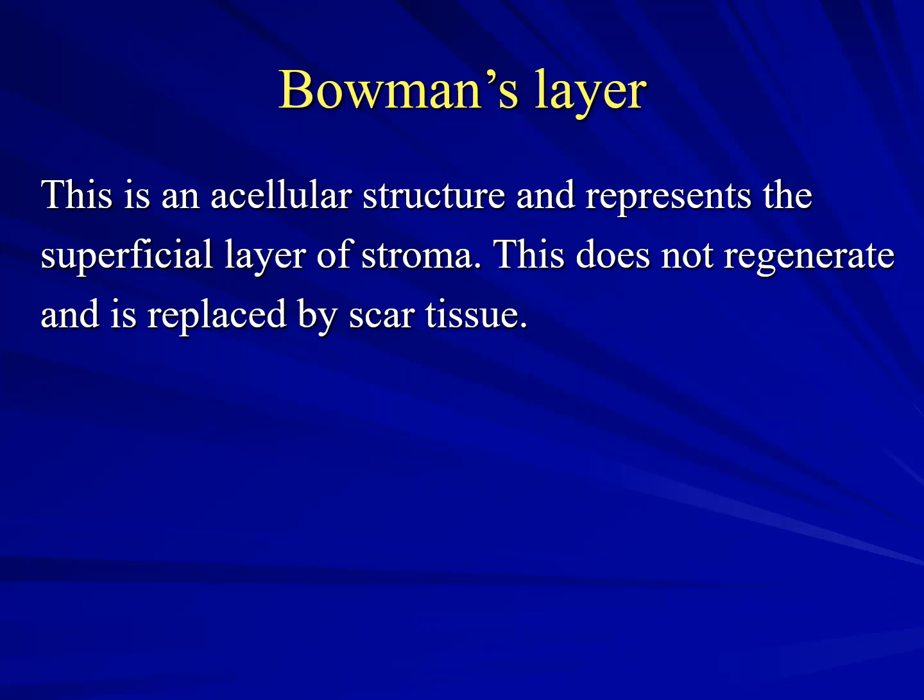The Bowman's layer is an acellular structure made up of collagen and represents the superficial layer of the stroma. It does not regenerate and is replaced by scar tissue.